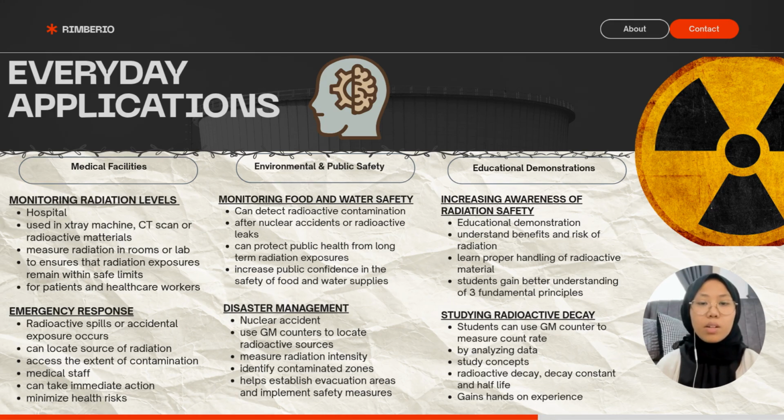Lastly, the GM counters are widely used for educational demonstrations. They help students to understand more about radiation safety, learn the proper handling of radioactive materials, and gain a better understanding of the principles of radiation. Students can also use the GM counters to study radioactive decay by measuring the count rates and analyzing data related to decay constant and half-life, also providing valuable hands-on learning experiences.